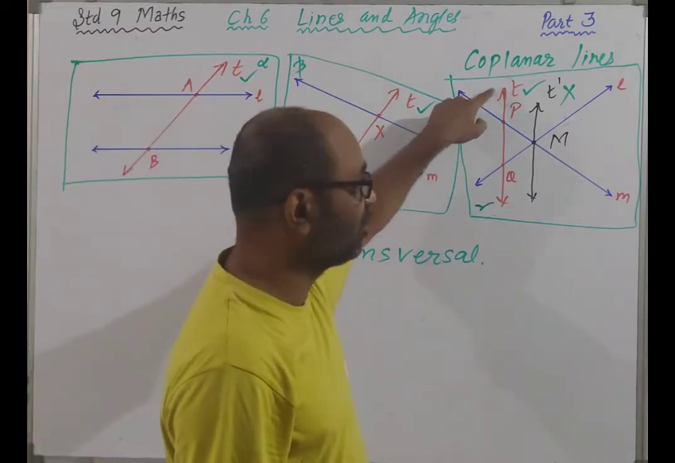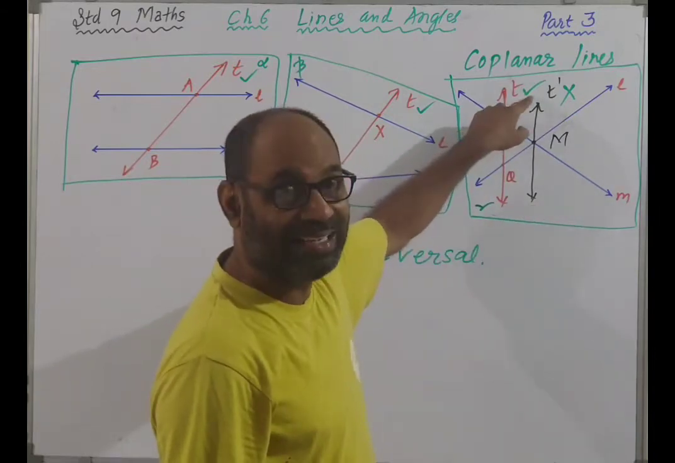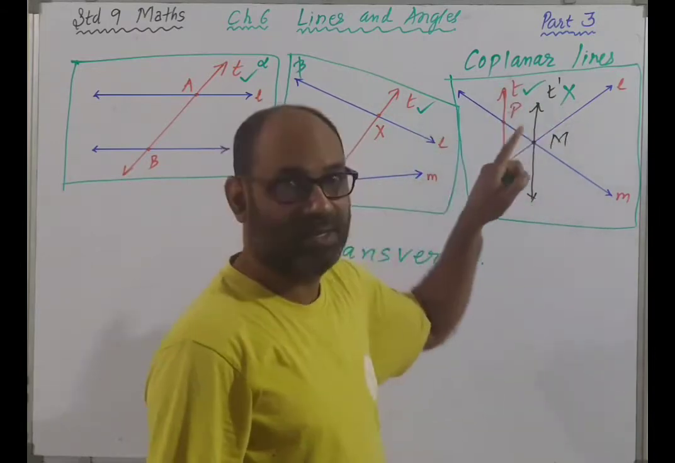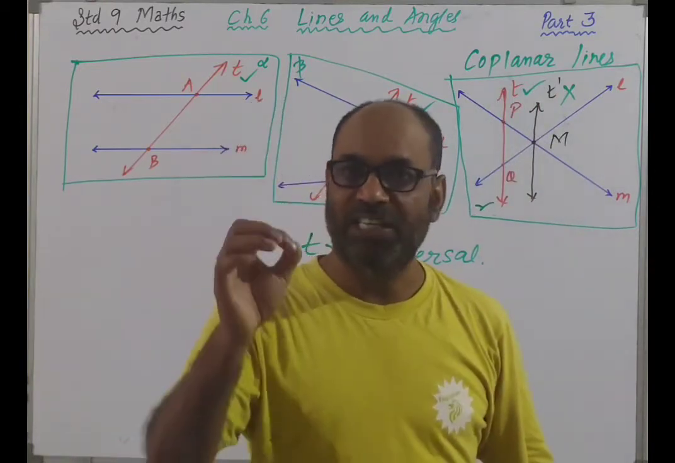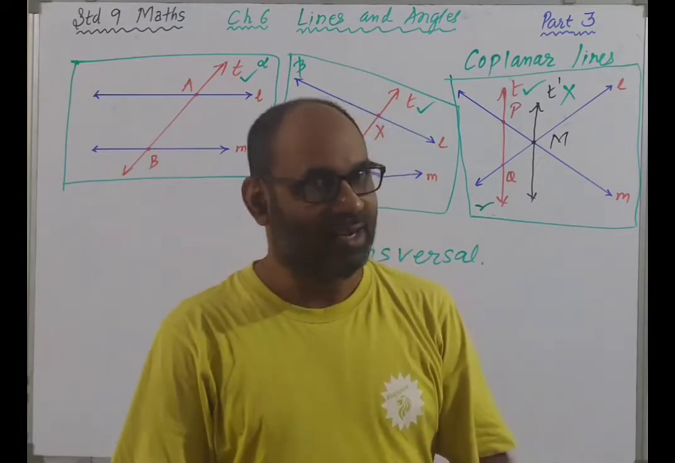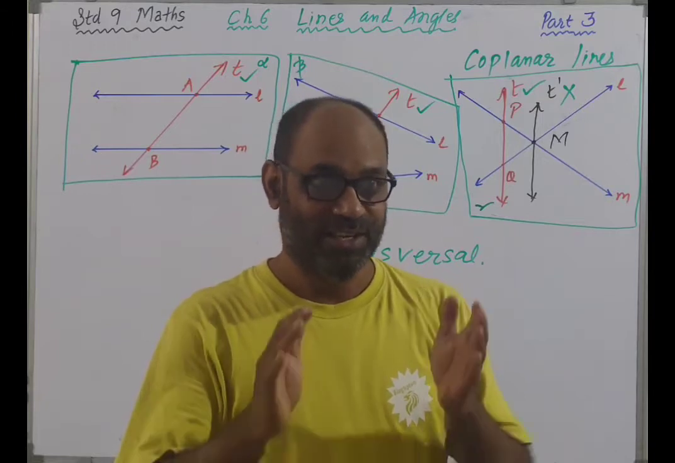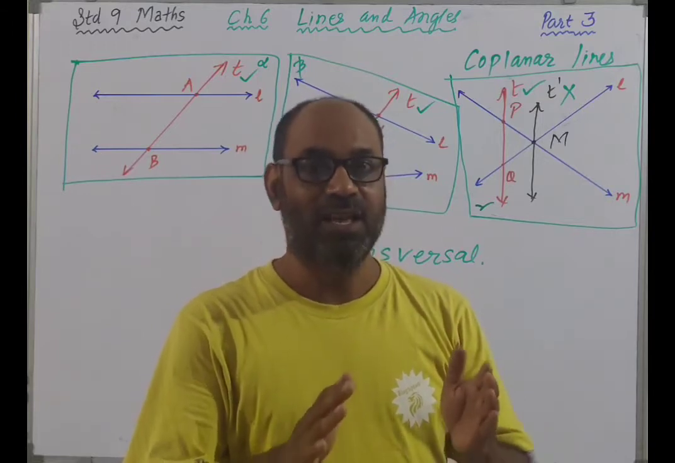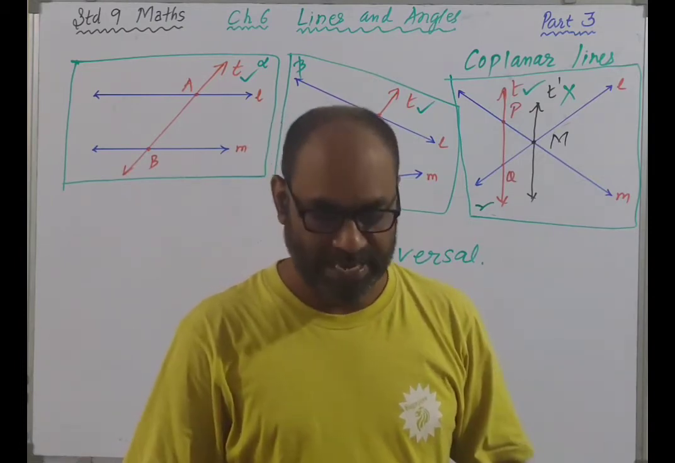Red line T is a transversal of two coplanar lines L and M. Black line T dash is not a transversal. So once again, a transversal is a line which intersects two coplanar lines in two distinct points. Clear to you? Now we are going to see, children, how a transversal and two coplanar lines form angles.